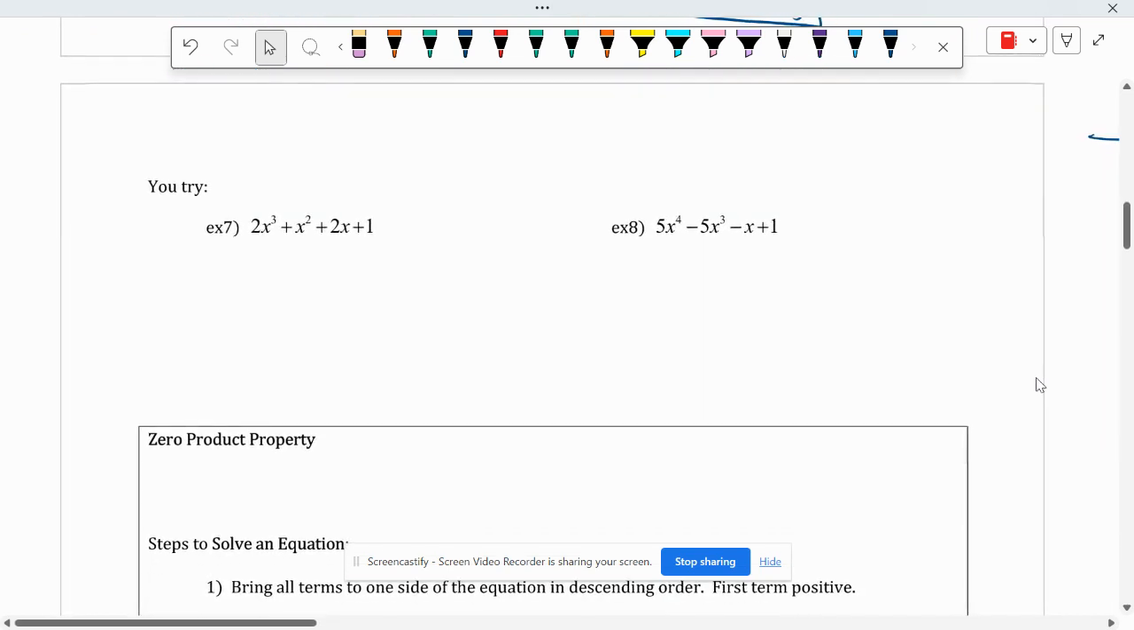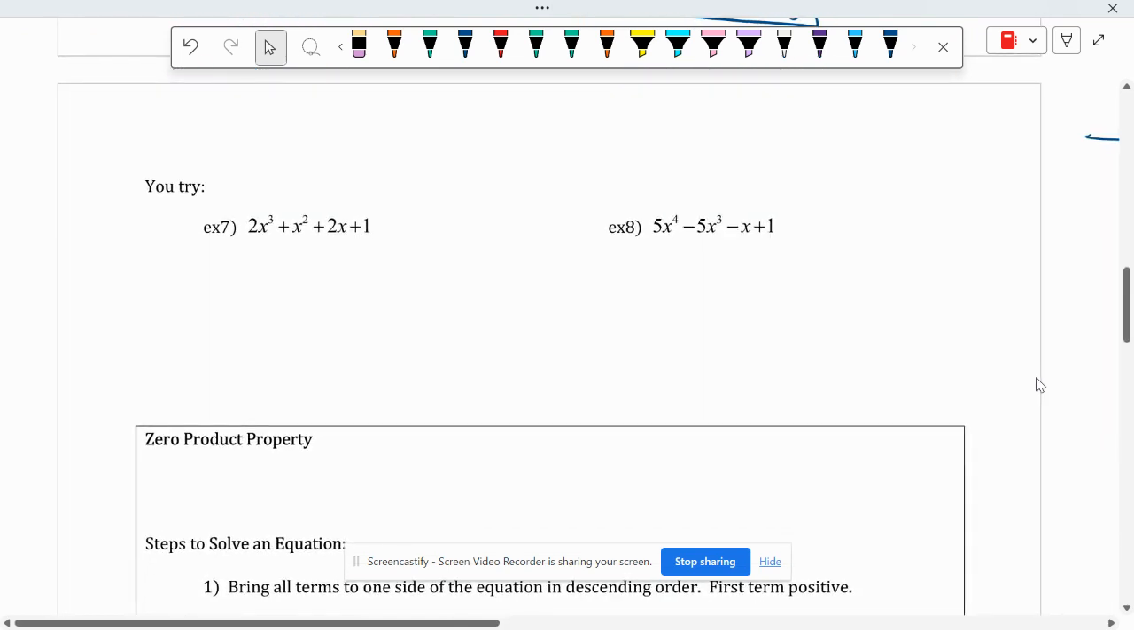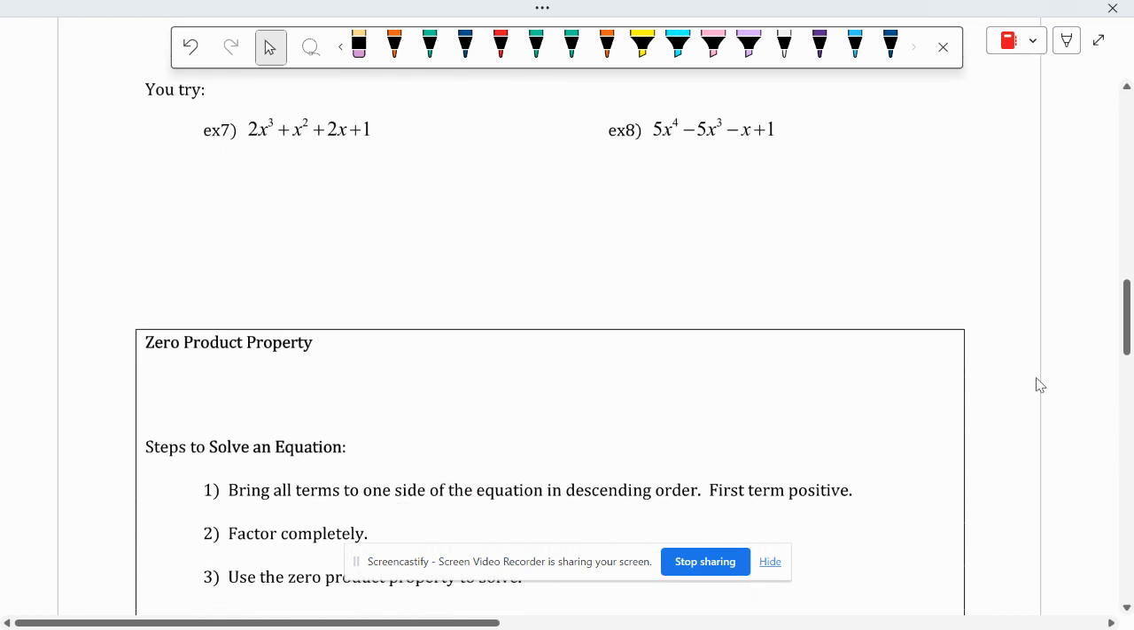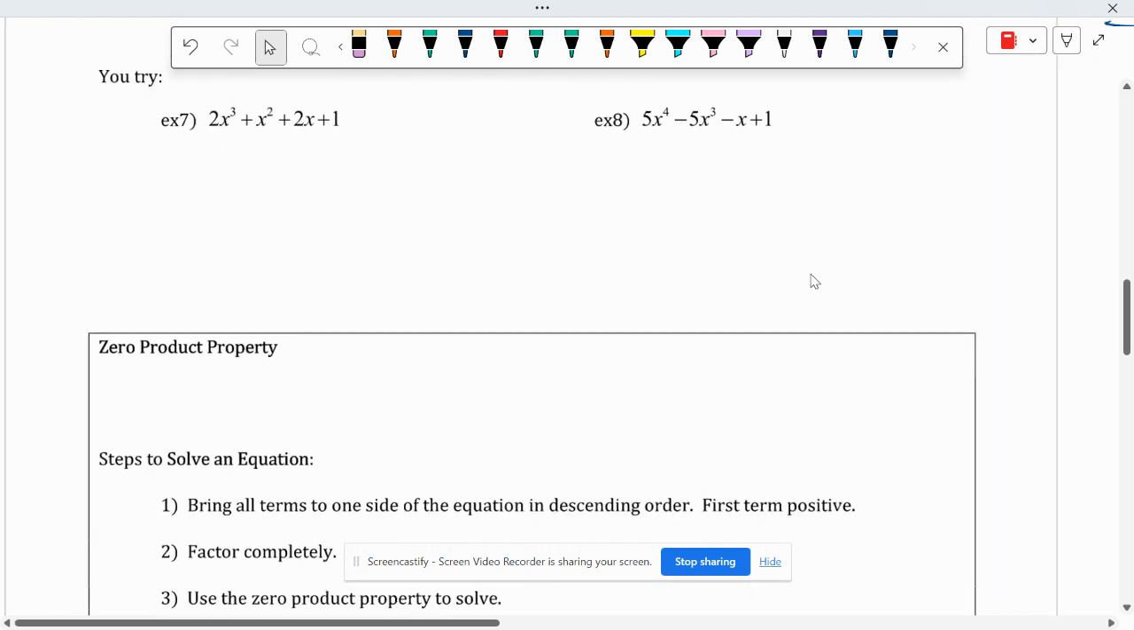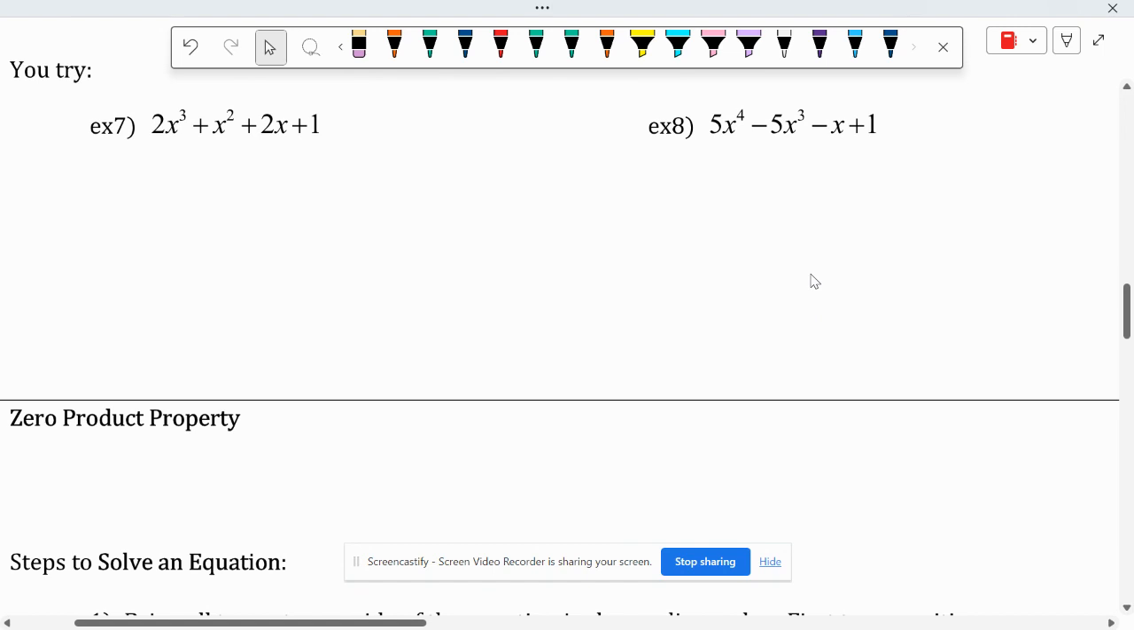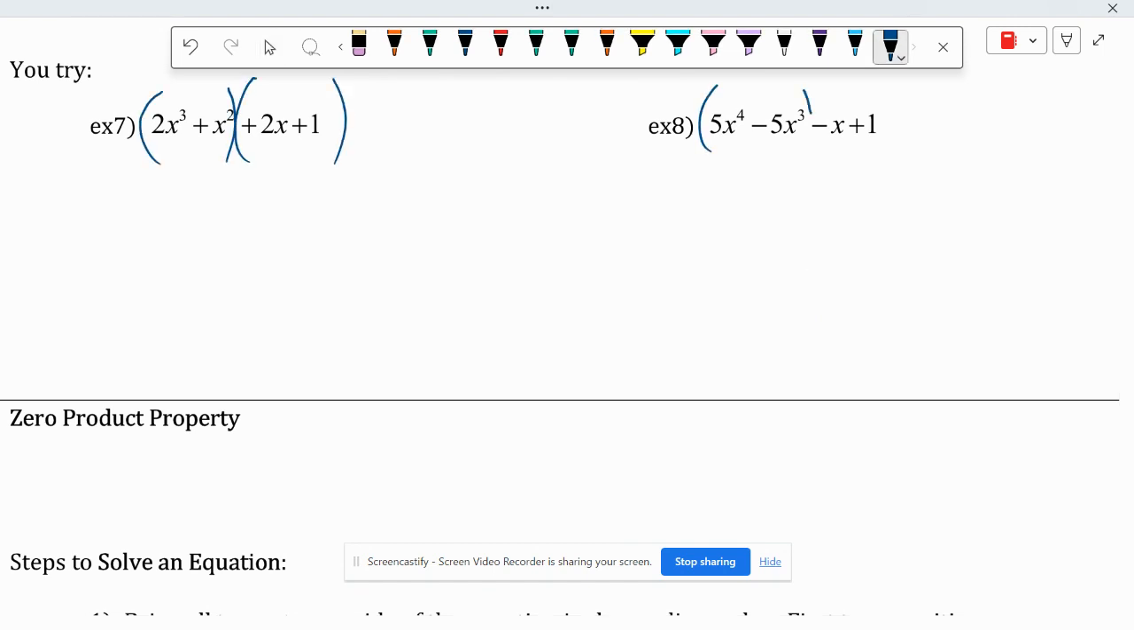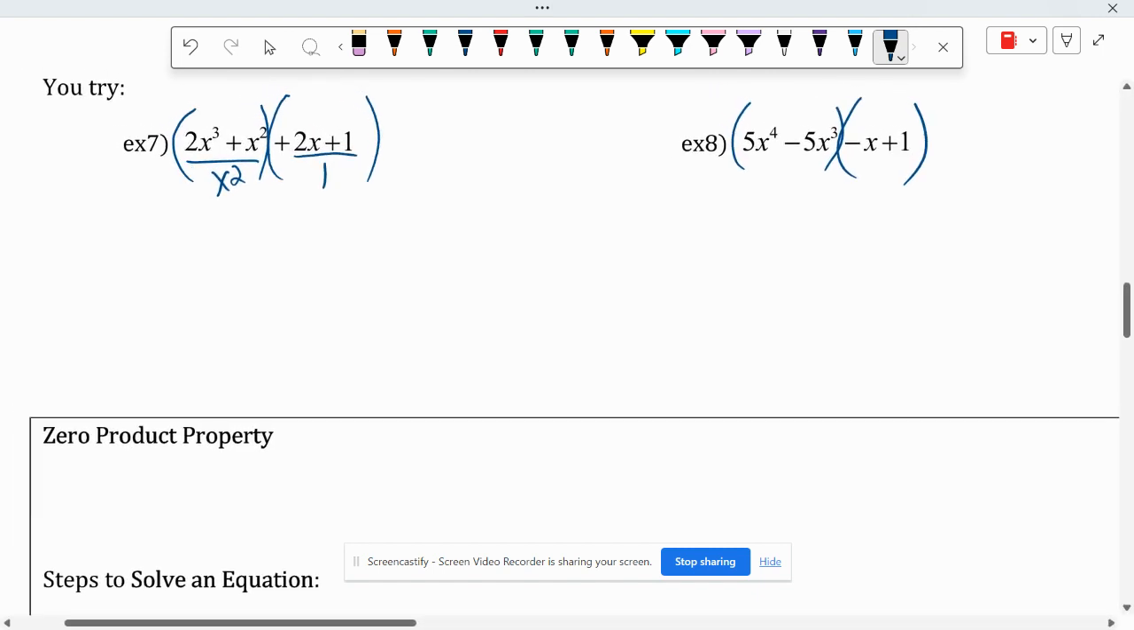So I'm going to pause and I'm going to let you guys try these. I'm going to freeze the screen. And I want you to try 7 and 8. Actually, I'm going to do 7 with you just because. Okay, number 7. When I group those up, I'm going to take an x squared out of the first one. The second grouping, all I can see that I can take out is a 1. Do you guys see that?